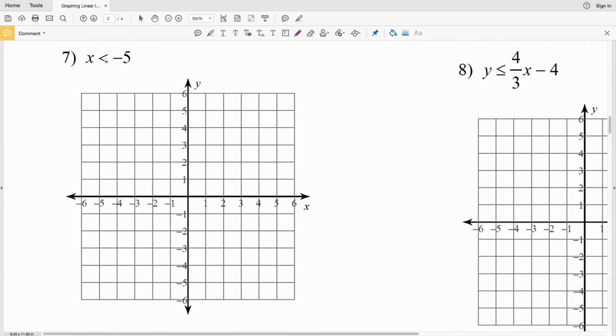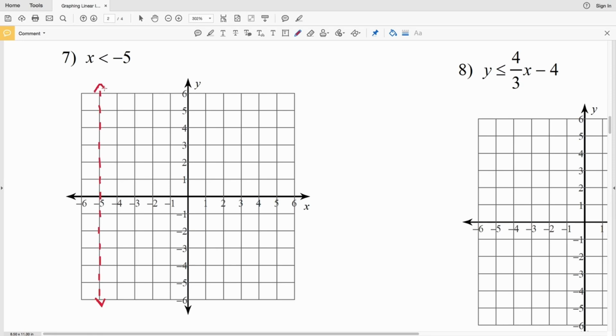Number 7, we have x is less than negative 5. Our slope in this case is undefined because it's a vertical line. Regardless of the y values, x is always less than negative 5. So we're going to locate the x equals negative 5 line, but it's going to be dashed since x is less than, not less than or equal to.